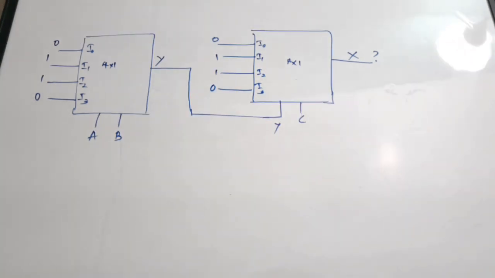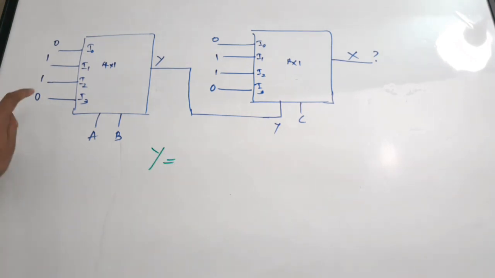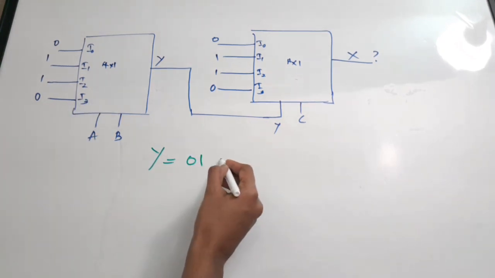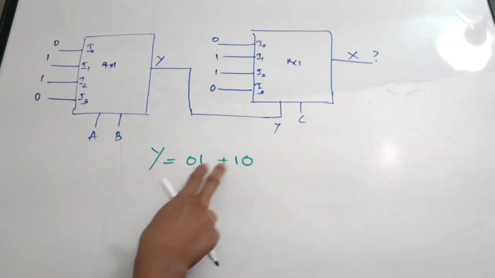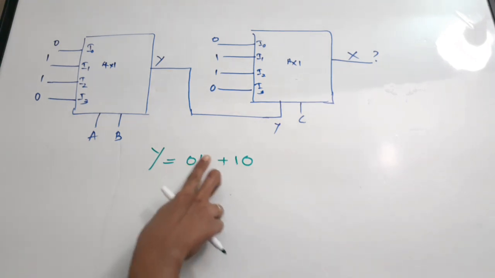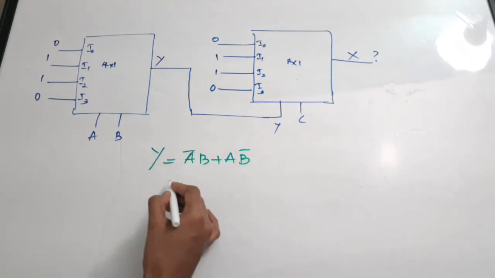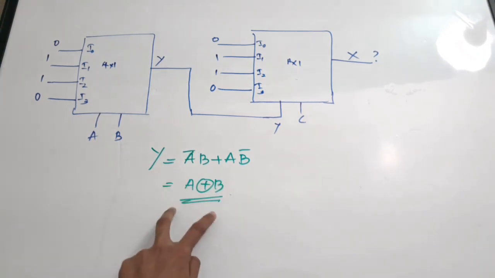First we are going to write the output expression for Y. You can see very clearly that only for two inputs the values given are 1. For the other two inputs the value is 0. So the value is 1 for only I1 and I2. I1 means 0, 1 and I2 means 1, 0. So Y is 1 for these combinations of select lines, 0, 1 and 1, 0, or you can write it as A bar B plus A B bar. This is nothing but XOR, right? A XOR B. So your Y expression is A XOR B.